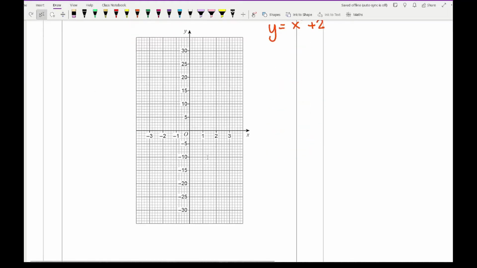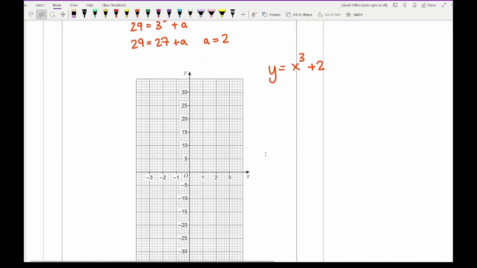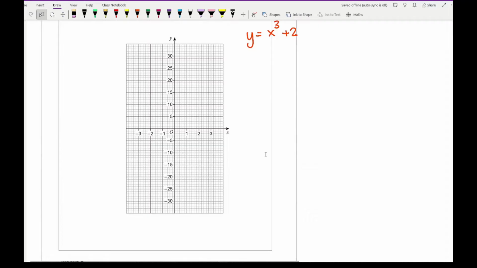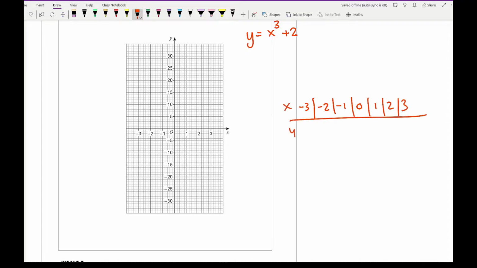Now in terms of the range of x values that I've got, if I just zoom out so we can actually see that, I've got this. So I need to create a table of values. So I've got -3, -2, -1, 0, 1, 2, 3, and these are all my x values, and I need to work out what the y values are going to be. Now again, I can either use a calculator or you can just use your brain.